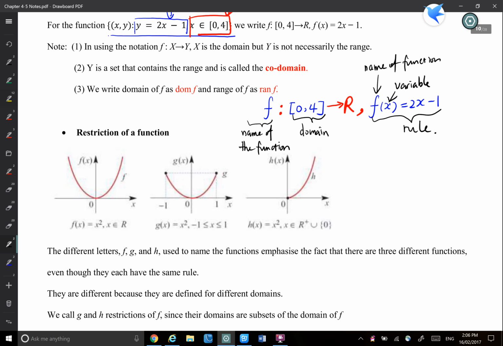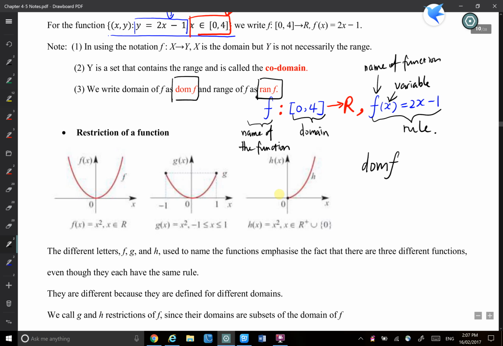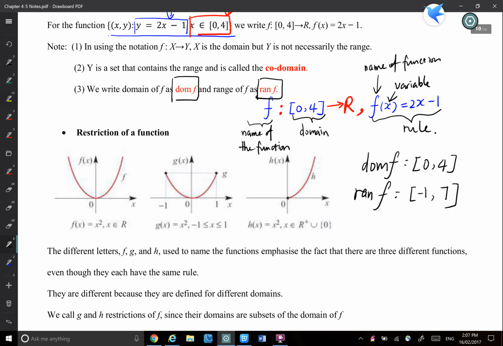How we write function notation? And when we say domain and range for a particular function, we will write dom of f and ran of f. So it's a notation like we write, say, dom of f is 0 to 4, and ran of f will be -1 to 7. If you can sketch this linear graph, you can work out what the range is. You sub 0 in, you have -1. You sub 4 in, you have 7. So -1 to 7 is the range. So you write ran of f is -1 to 7.